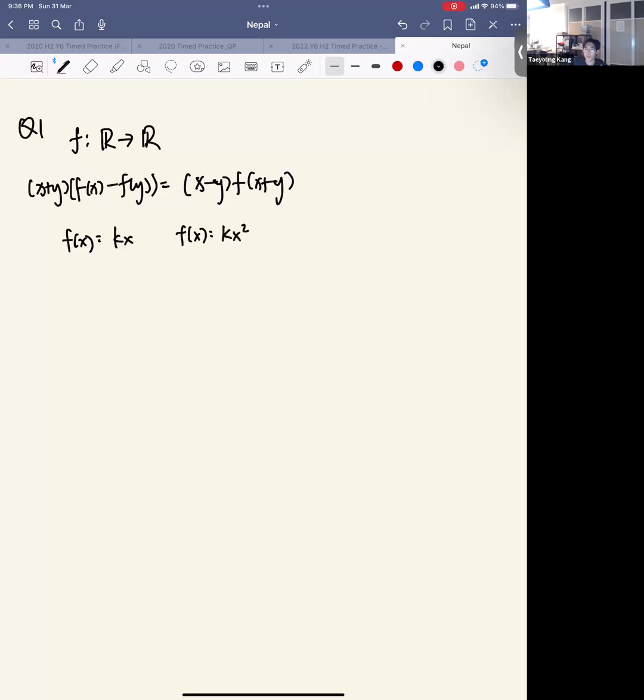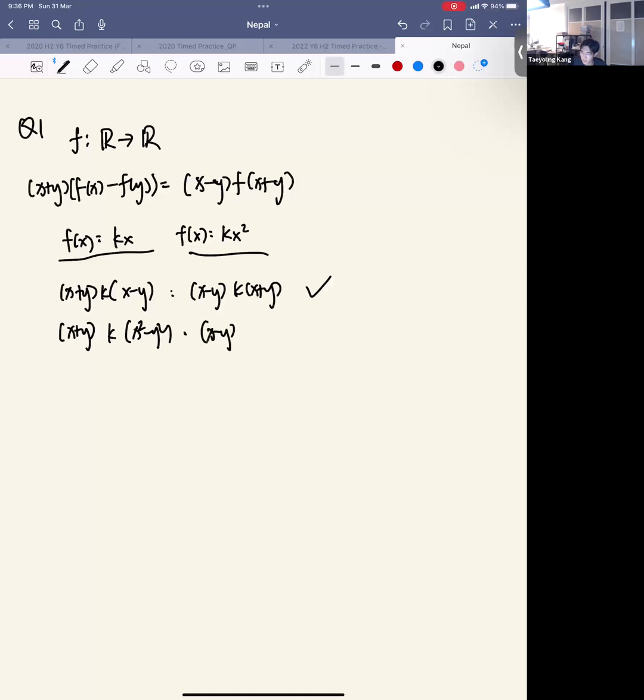Let's see whether or not your guesses are correct. So let's try substituting kx first. When we substitute kx, what do we get? (x plus y) times k(x minus y) equals (x minus y) times k(x plus y). So it works, correct. What about kx squared? We get (x plus y) k(x squared minus y squared) equals (x minus y) k(x plus y) squared. But this is correct since this is just (x minus y) times (x plus y).